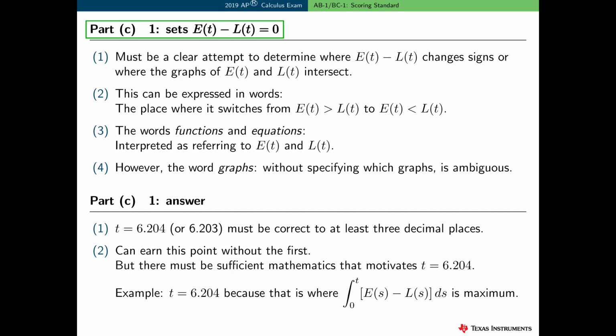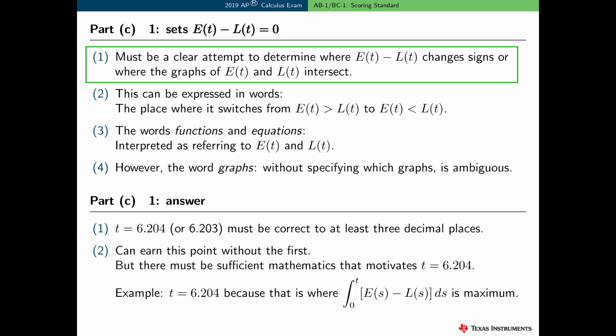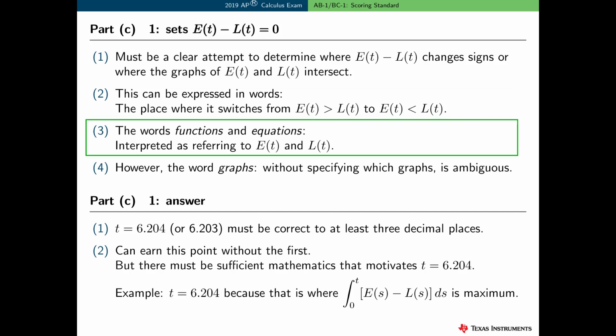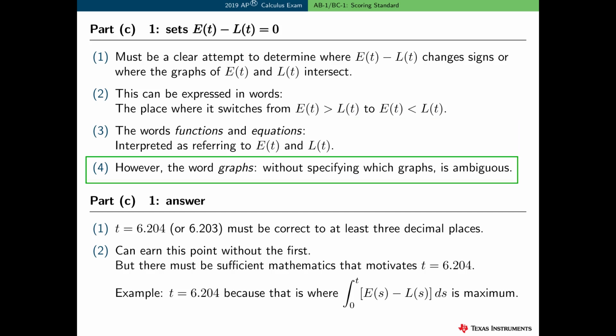The first point was for setting E of t minus L of t equal to 0. Well, more generally, there must be an attempt to determine where E of t minus L of t changes sign, or where the graphs of E of t and L of t intersect. Now, this idea can be expressed in words by the student, and here's an example. And in Part C, the words functions and equations are assumed to mean E of t and L of t. However, the word graphs, without specifying which graphs, is considered ambiguous.